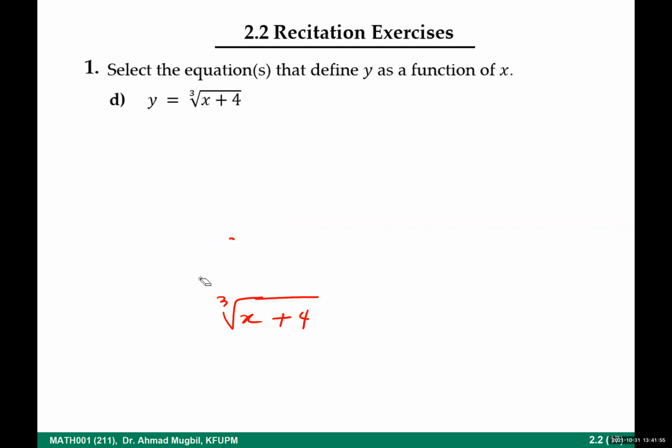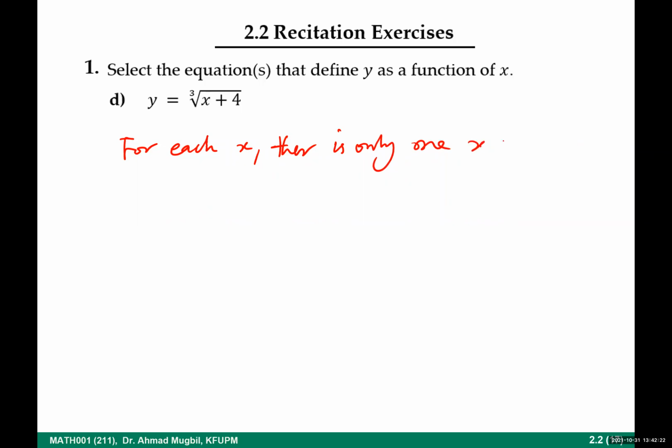So let's forget about the graph for this moment. But it's the 4 inside the root. Inside the root, yes. It will be shifted to the left. If it is out, it will be shifted up or down. Okay, we will talk about that later. Now, for each x, there is only one x to the power x plus 4, right?